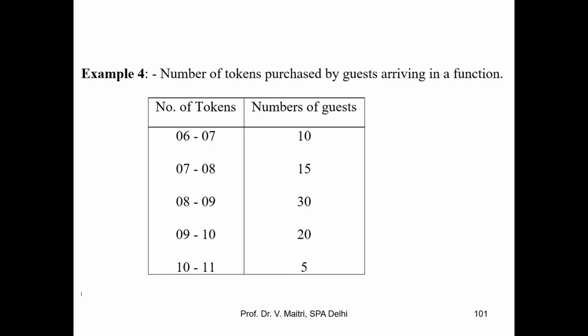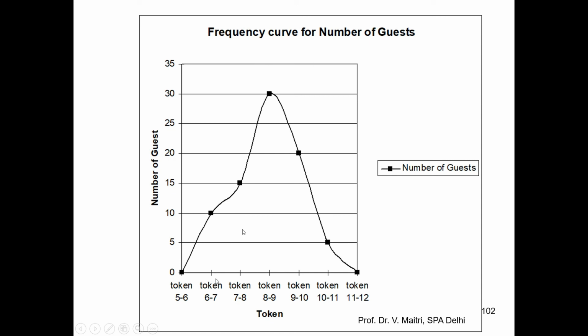Now, the number of tokens purchased by guests arriving at a function: number of tokens 600, 700, and the number of guests is this much. So tokens and values, draw a simple curve for the number of guests, like this. So we can draw a frequency curve like this.